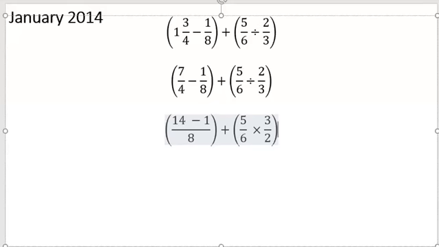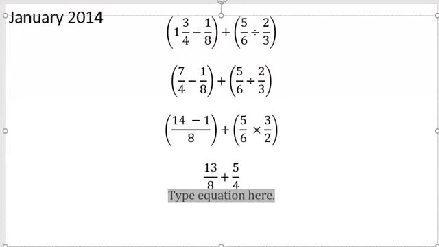So now what we will have is 13/8. So it's 14 minus 1 to give us 13/8, plus from this second bracket we can say 3 into itself goes 1 time, 3 into 6 goes 2 times. So what we have is 1 multiplied by 5 divided by 2 multiplied by 2 to get 4. So what we have now is 13/8 plus 5/4, and for this we will need to find the LCM.